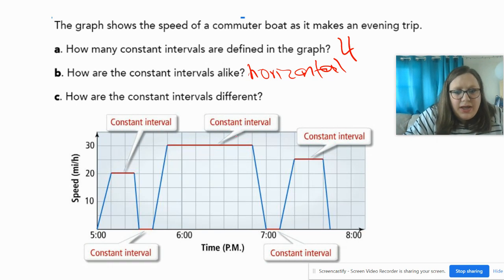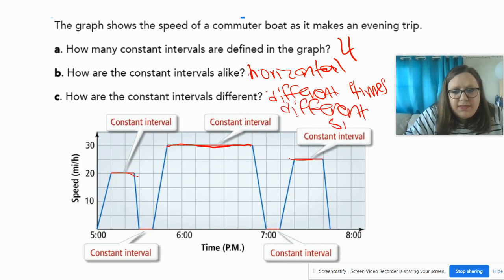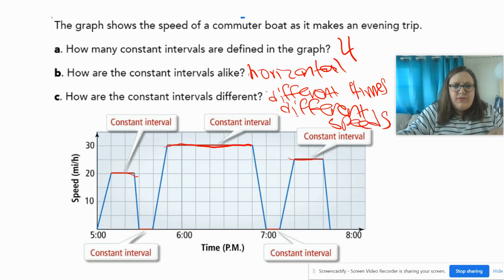How are they different? Some go for different times. Like this was like a longer coast than these two here. So some go for different times. And then they're all at different speeds. Like here, they're at a constant speed of 20, then 30, then 25. So that's how the constant intervals are different. Okay, that was a lot of information.